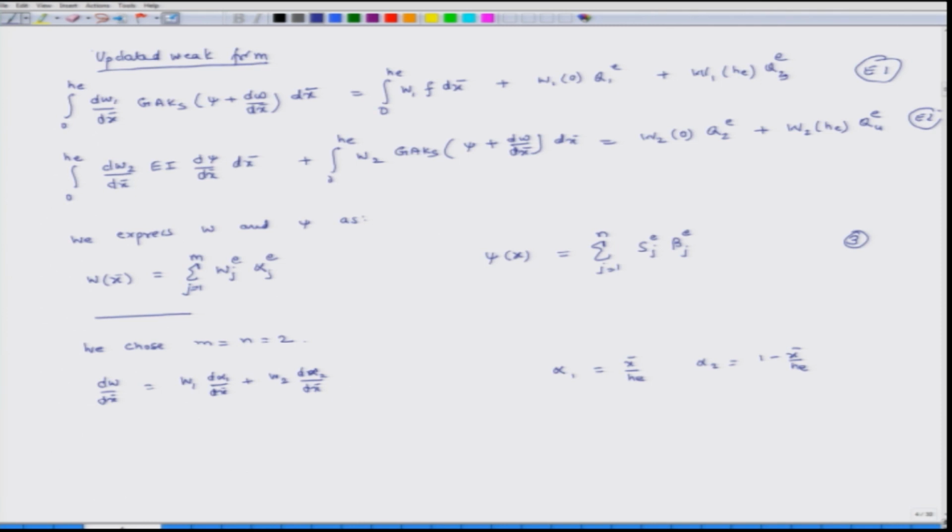So, we do not have to reinvent the wheel. So, if that is the case, then dw over dx, if I differentiate, I get W2 minus W1 over he. Okay. So, dw over dx is the difference in W's, W2 minus W1 over he. So, we call it 4a.